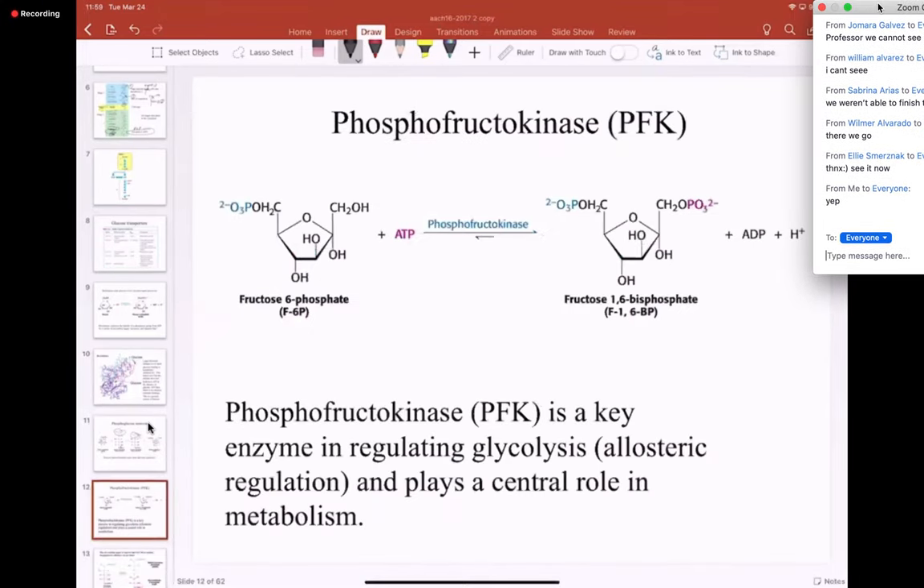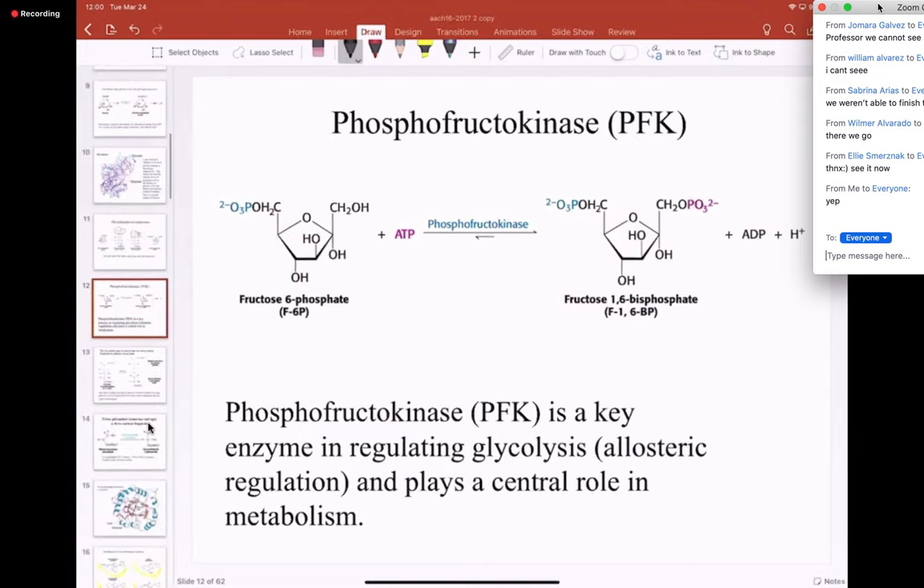After that, you do phosphofructokinase. Phosphofructokinase puts a phosphate from ATP on the 1 position of fructose 6-phosphate to make fructose 1,6-bisphosphate. This reaction is very favorable. Thermodynamically, it lies to the right side. And this helps it in being a key enzyme in the regulation of glycolysis. So this enzyme really plays a central role in metabolism, and we're going to see it again over and over and over again.